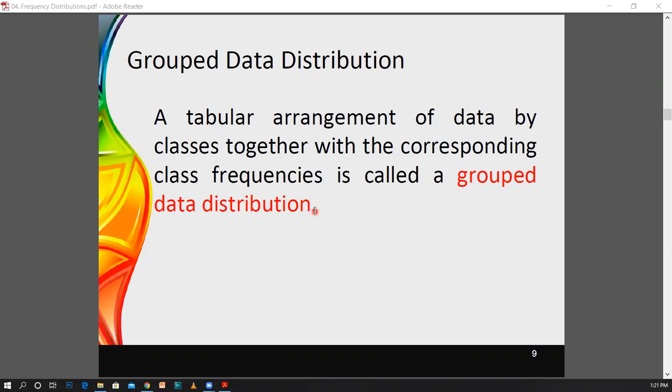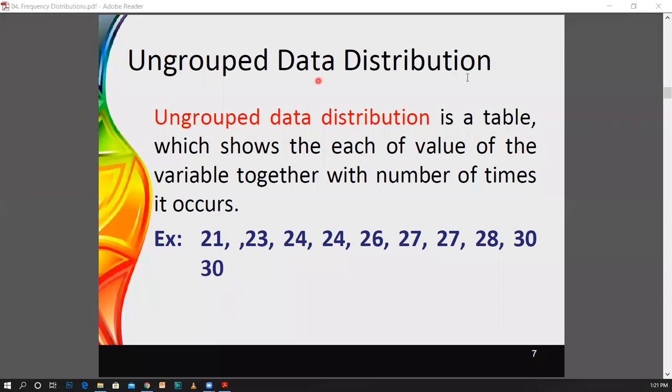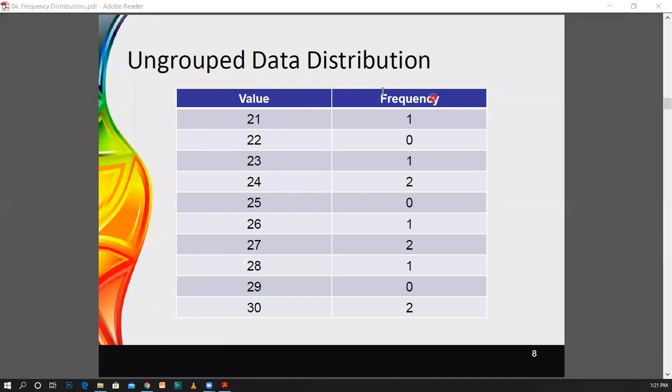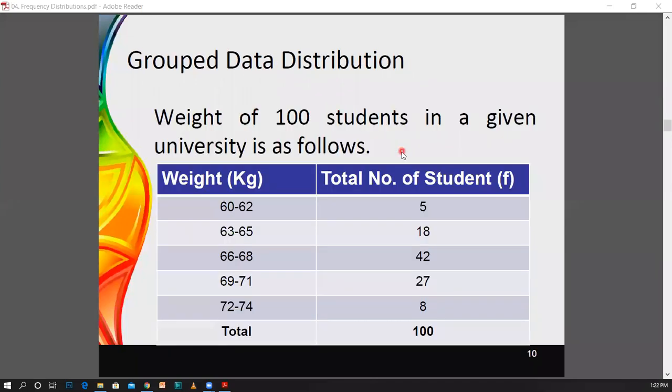Sometimes, rather than saying group data distribution, we call them grouped frequency distributions as well, and for this one, sometimes we say ungrouped frequency distribution. It is because we are using these frequency values to create this distribution. Okay. Now see this example.